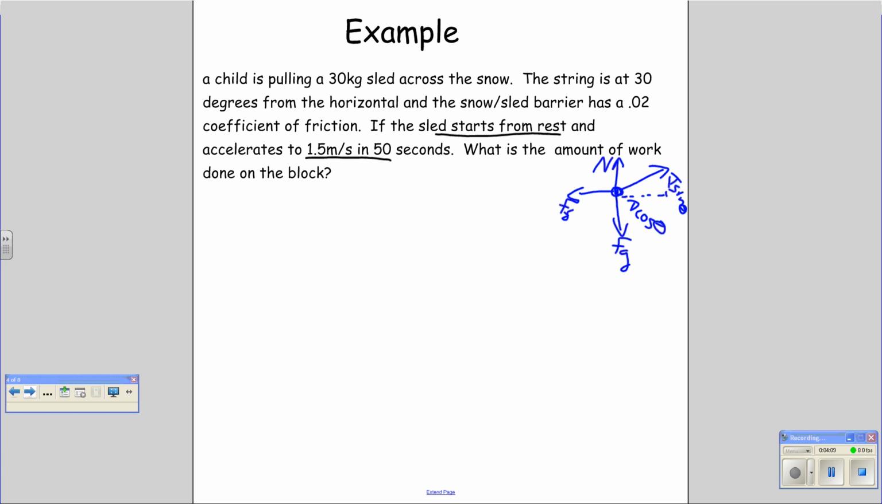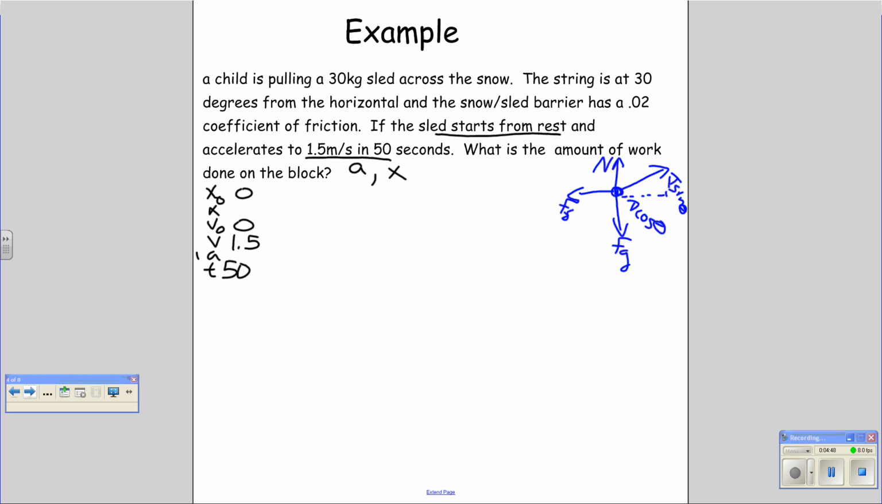Now I'm going to find a couple of values that we're going to need later on. A lot of times when they give you all this extra detail, you've got to use it. But I'm going to tell you right now, you're going to have to find acceleration and final position. So we can do that fairly easily. x equals x naught, v equals v naught plus at. We know that we start at 0 and at 0 meters per second, so we started at rest. Our final velocity is 1.5, and it took us 50 seconds to get there.